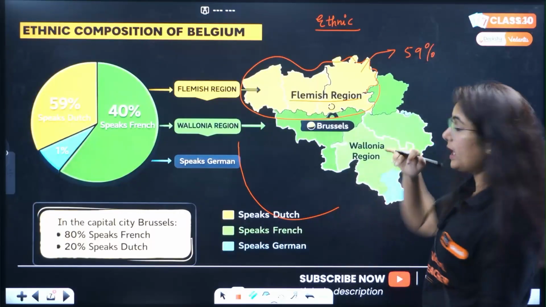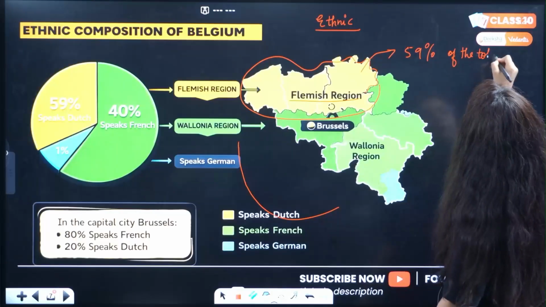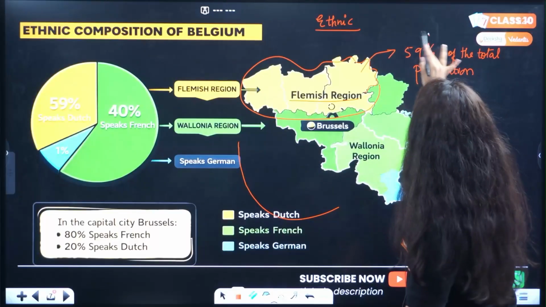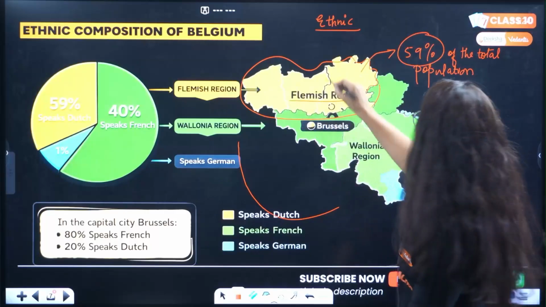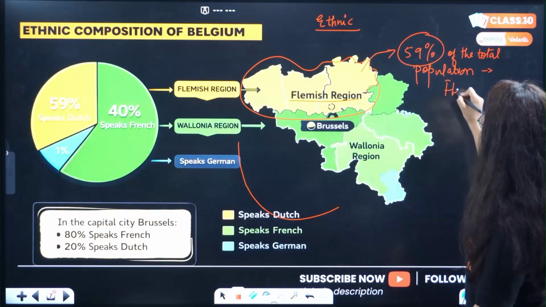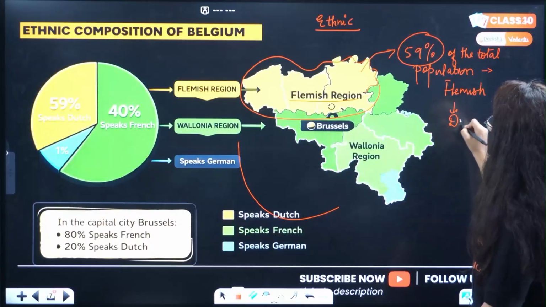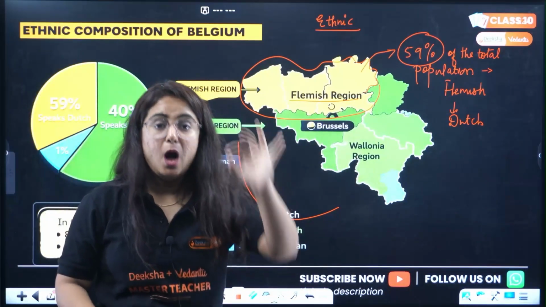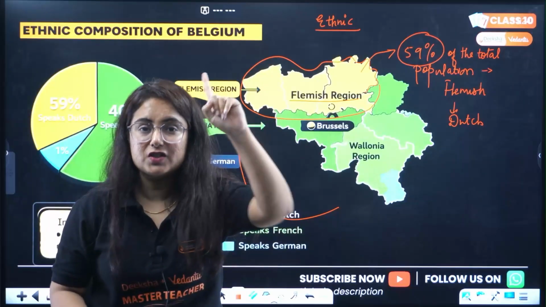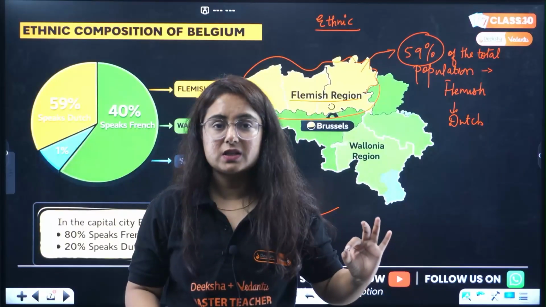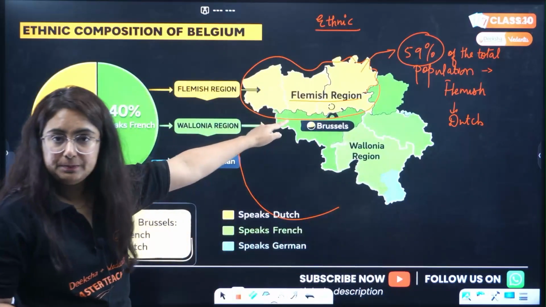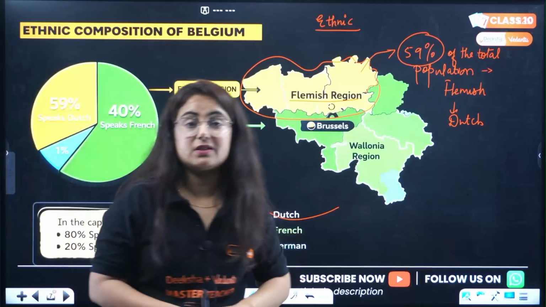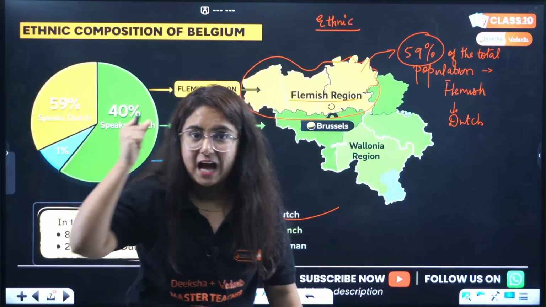59%, pay attention to the statement I am making. 59% of the nation's total population lives in the Flemish region and speaks the language Dutch. The question will be, what is the ethnic composition of Belgium? The first point: in the Flemish region, 59% of the total population lives and speaks the language Dutch.